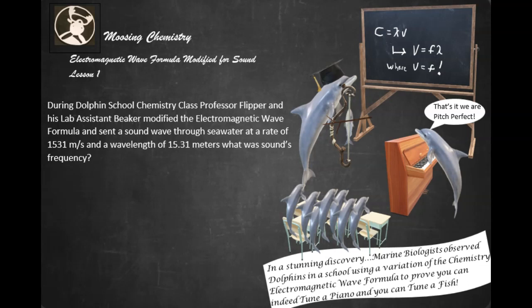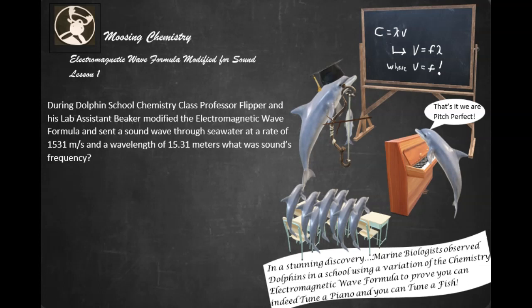Electromagnetic Wave Formula Modified for Sound, Lesson Number 1. During Dolphin School chemistry class, Professor Flipper and his lab assistant Beaker modified the electromagnetic wave formula and sent a sound wave through seawater at a rate of 1,531 meters per second and a wavelength of 15.31 meters. What was the sound's frequency?